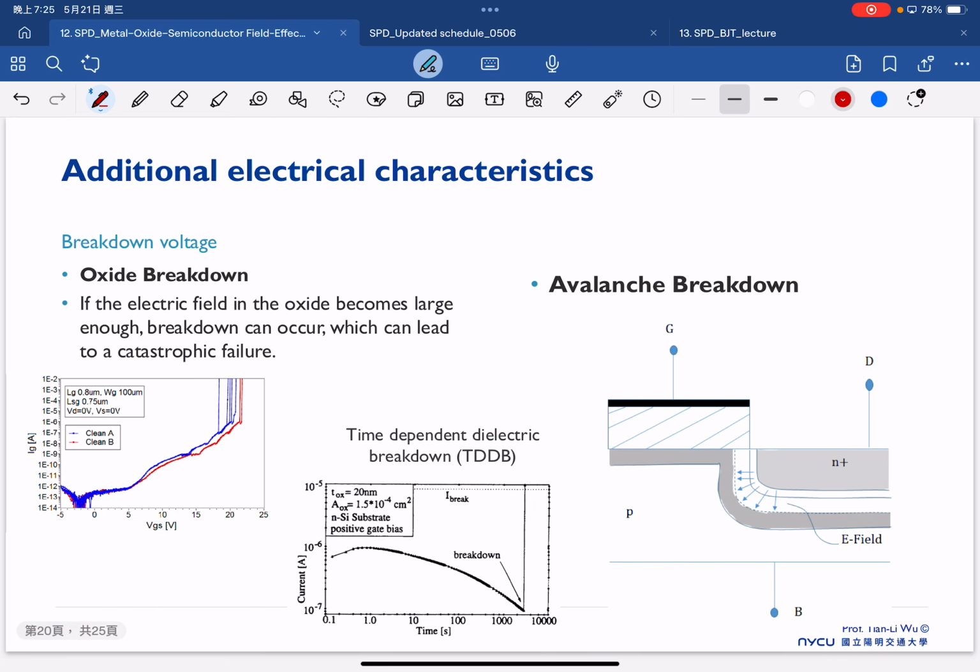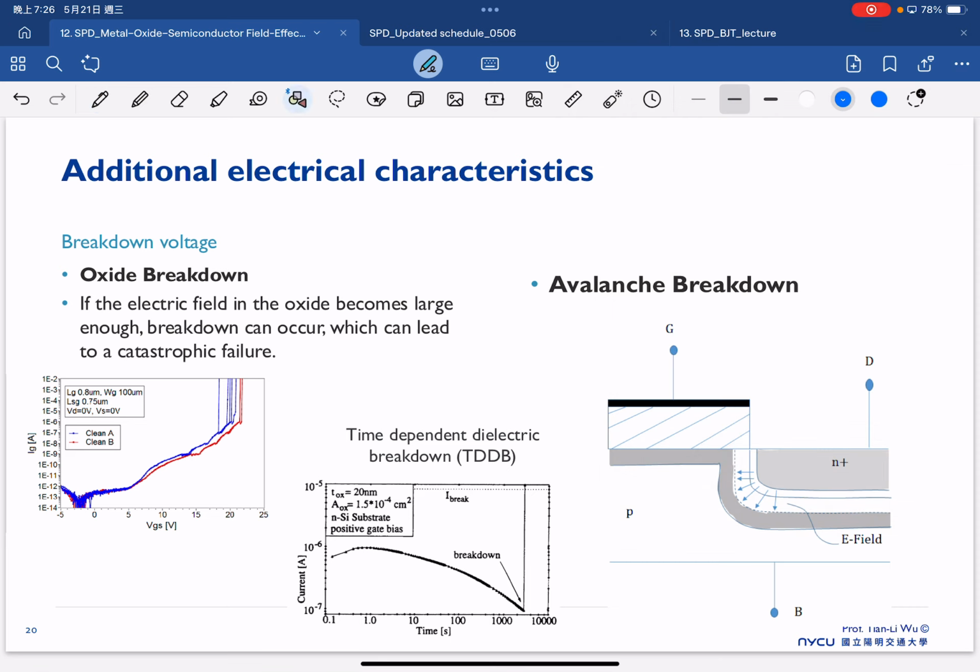Another issue that we haven't talked about much before is the breakdown voltage. When we talked about the diode, we already mentioned breakdown voltage, but that was mainly for the PN junction. Actually, in the dielectric, when we derived every IV characteristic that I was talking about, we always considered that there's no gate leakage current.